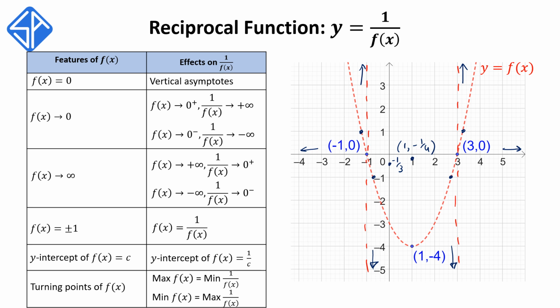So now we've got all the important points to connect all the dots. So we're just going to join up all these. And this is how you sketch the reciprocal function y is equal to 1 on f of x for this diagram.